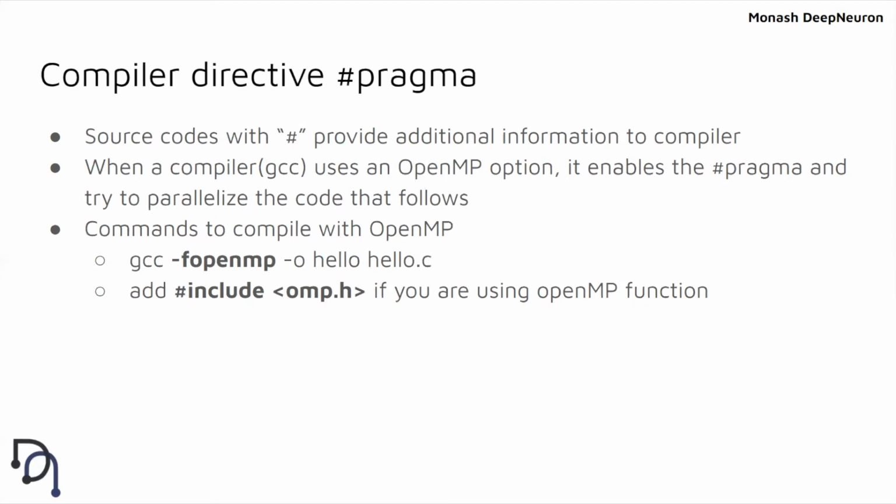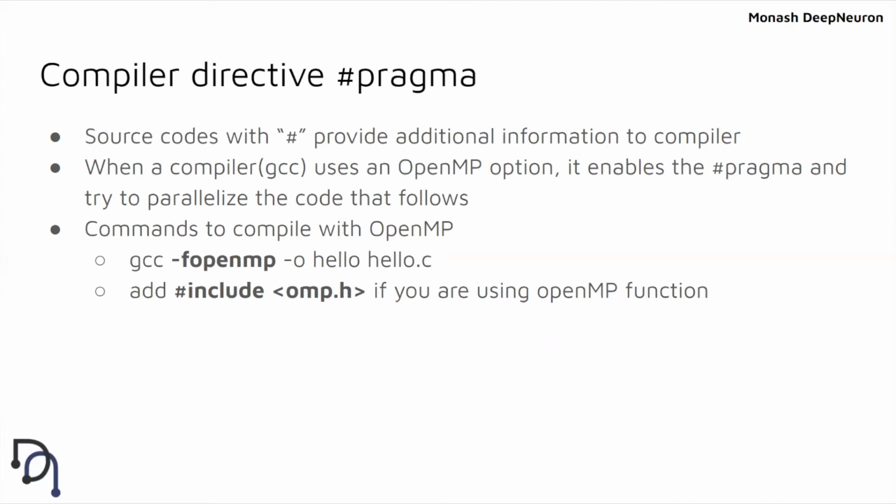OpenMP uses the compiler directive #pragma to create parallel code. Source code lines with a hash provide additional information to the compiler. For example, #include adds a header file to source code. When a compiler uses the OpenMP option, it enables the #pragma and tries to parallelize the code that follows.